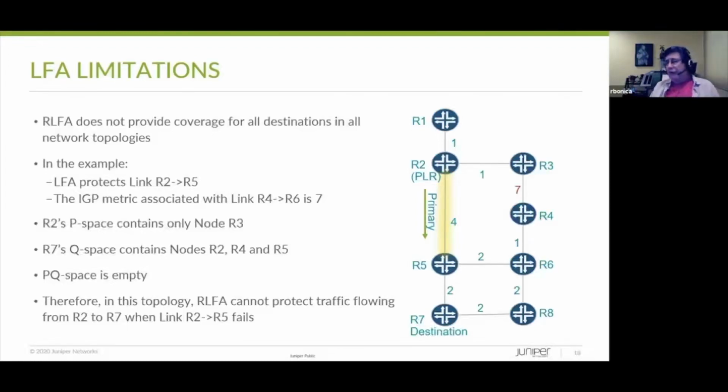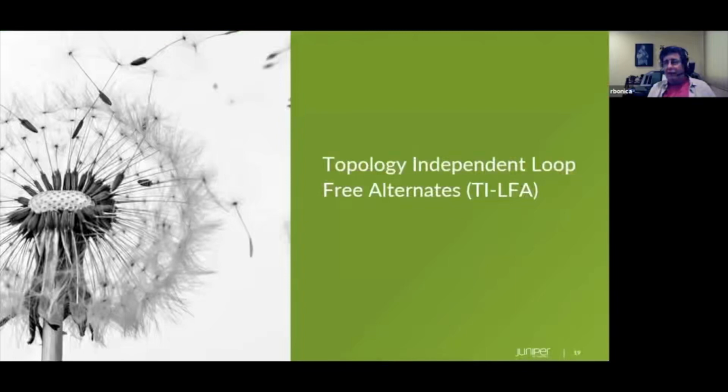Now, really the problem is in RLFA, the repair tunnel, the tunnel that connects the PLR to the repair node, follows the pre-convergence IGP least cost path. Wouldn't it be nice if you could have a repair tunnel that's traffic engineered? It follows any path you like. So now the P space gets very large. In fact, the P space would include every node in the domain. And this is exactly what you get with TI-LFA, topology independent loop-free alternates.